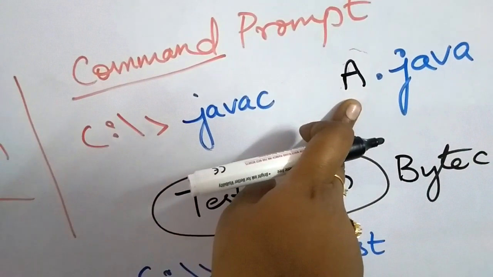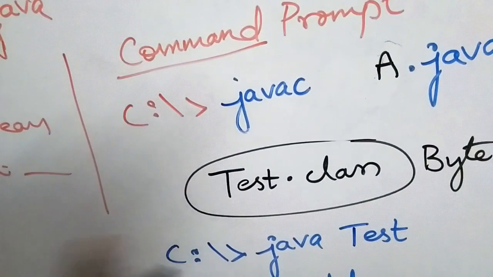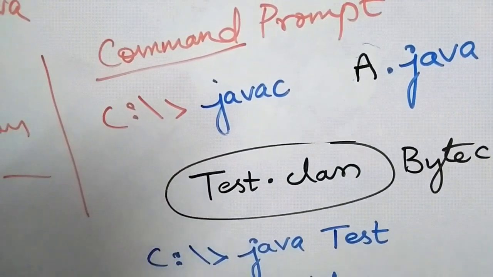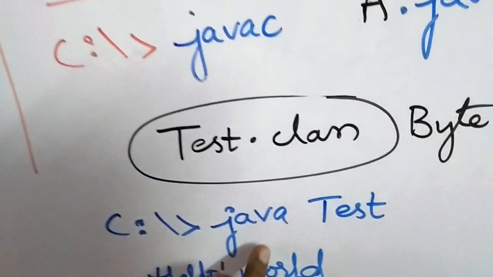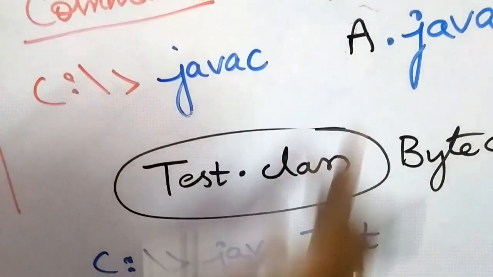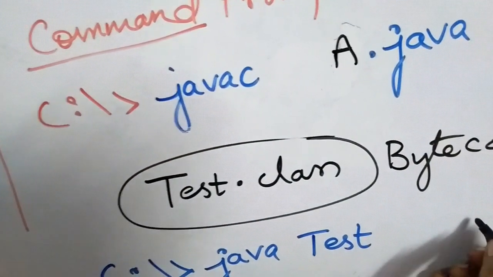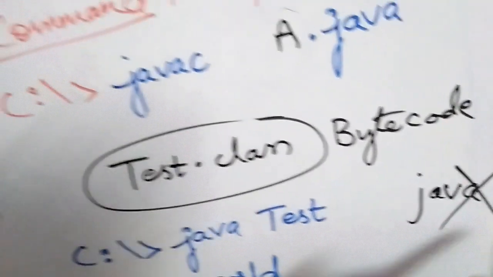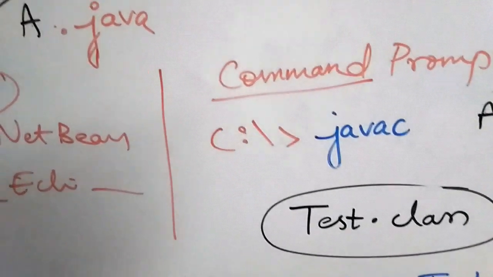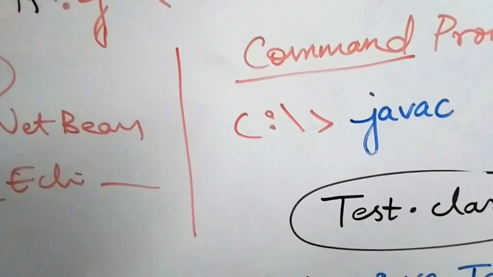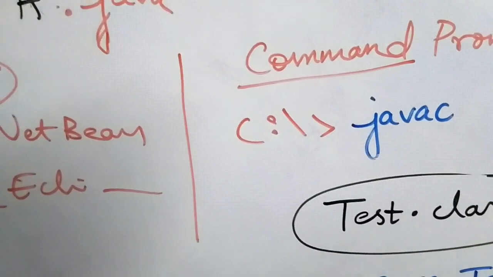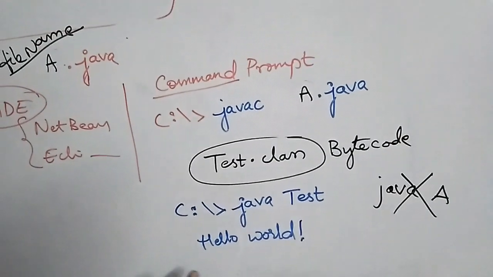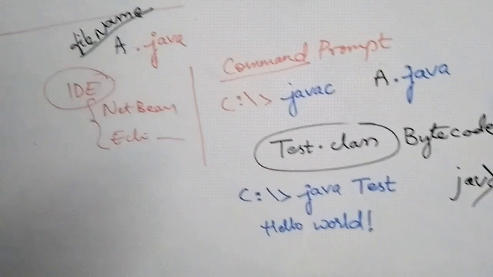Whatever is the name of your file, I already told you, if it is not public, then you can have whatever name you want for your file name. But the bytecode will be generated only for the class. Then the execution should happen only on this class name. You cannot say java A. That will be wrong. You cannot say java A for execution because there is no .class file created for A. That is only the name of the file. So please be careful when you are executing the program. Hope you understood this. So the output will be hello world.